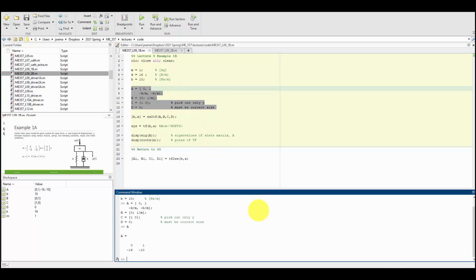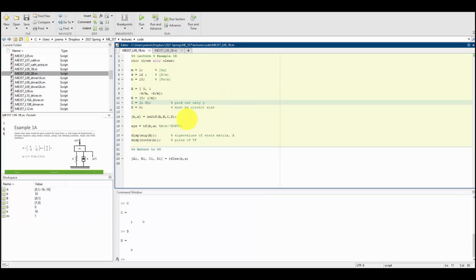Let me just make sure if I look at A, yep, it's 2 by 2 with the derived values. And B is a column vector because I only have one input in this system. C is a row vector and D is a scalar, 1 by 1: one observable and one input. So everything is the correct size to now do my next step, where I'm going to let MATLAB do this conversion. So I'm going to run just this line and let's see what it outputs.